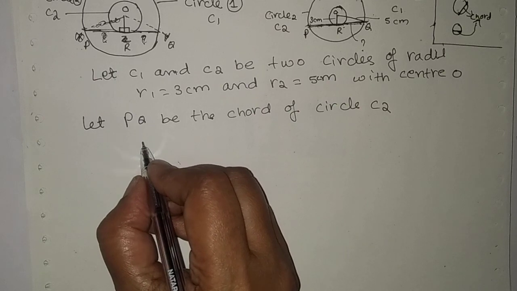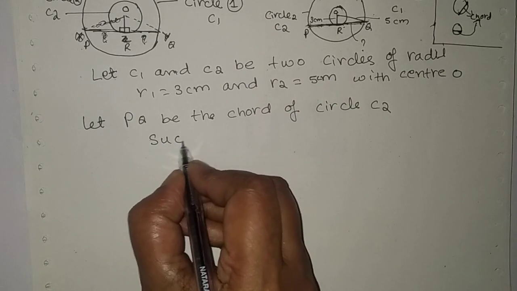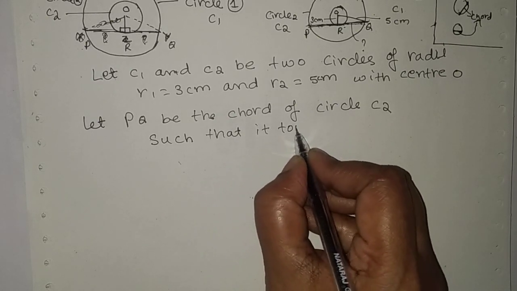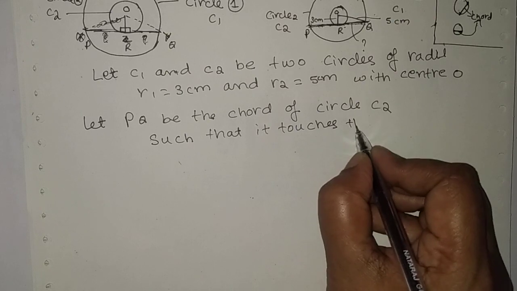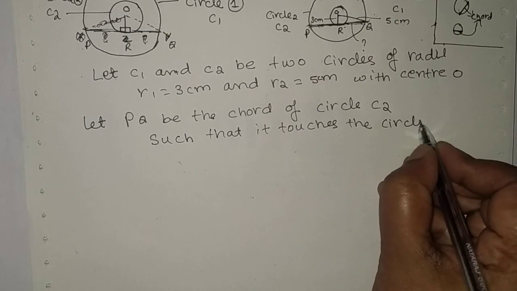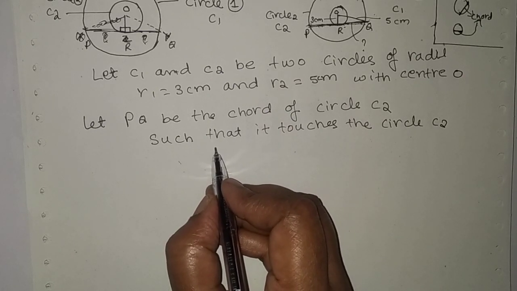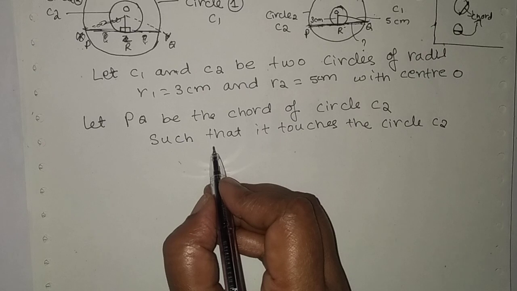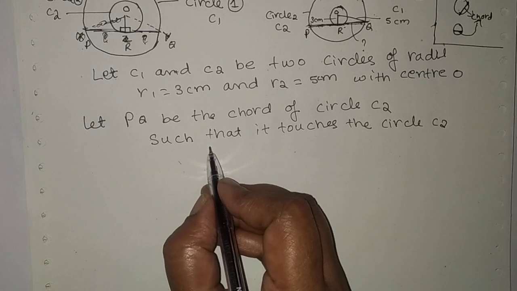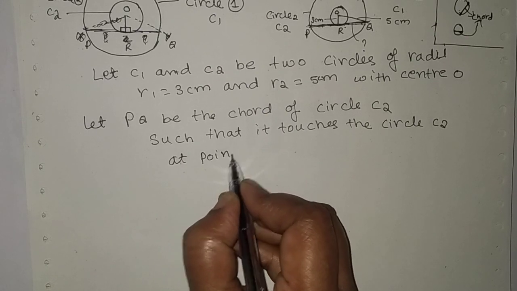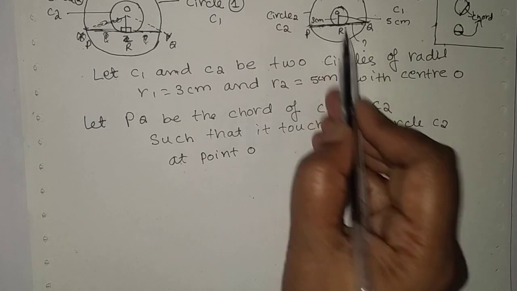Such that it touches the circle C2, so it touches the circle C2 at point O. So this is the point O.